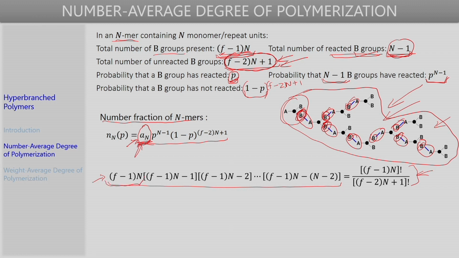So, the first term here represents the number of ways in which a B group can be chosen for the first reaction and the first AB linkage to form. We have n minus 1 linkages here for the entire N-mer. For the N-mer to form, the first linkage that forms, the number of ways in which we can select the B group that takes part in this linkage formation is just F minus 1 times n, because that is the total number of B groups present in this N-mer molecule. Now that we have chosen that one B group out of all the B groups present and that AB bond has formed, for the formation of the next AB bond again we will see how many different ways there are in which we can select an unreacted B group.